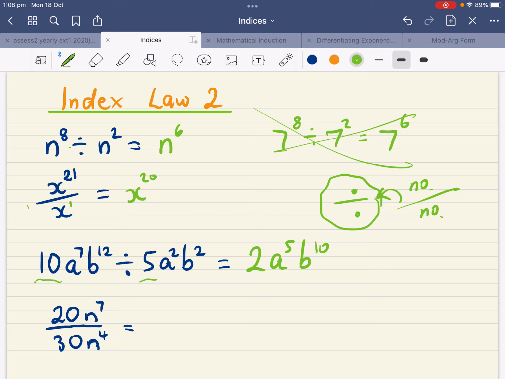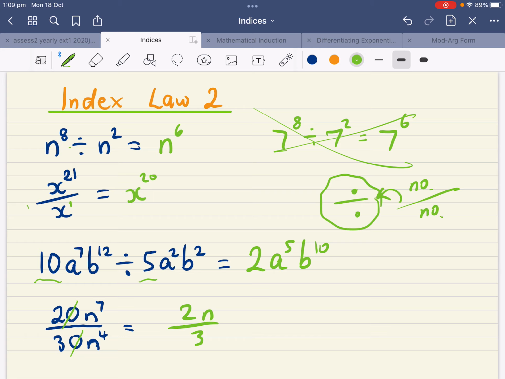All right, on to our last question. I've written the division like this. The reason I've done it like this is because we're going to be left with a fraction anyway. 20 divided by 30, they're not going to go away completely. They do simplify down into a 2 over 3. And then the n's, these n's have indices above them. So this is where we'll use our index law.